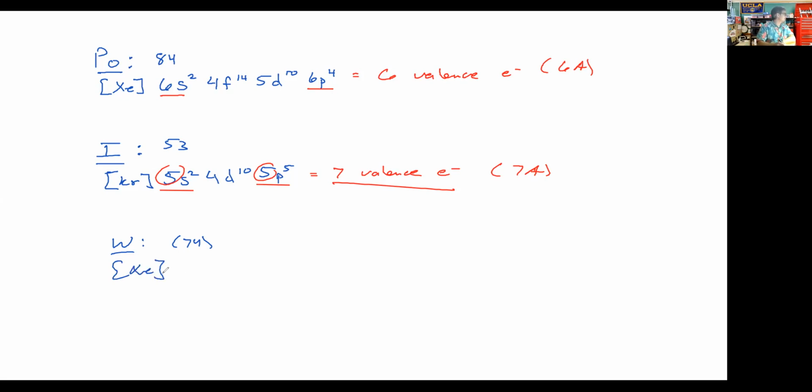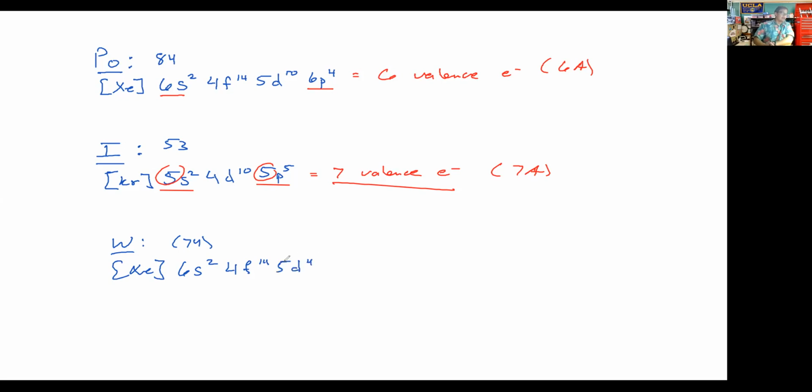Xenon is element number 54. We'll start our count at square number 55, which is going to be 6s. Okay, 6s2, and then we have to count the 4f electrons. So all 14 of those squares, and then we get 5d4. Okay, so we're going to write that out.